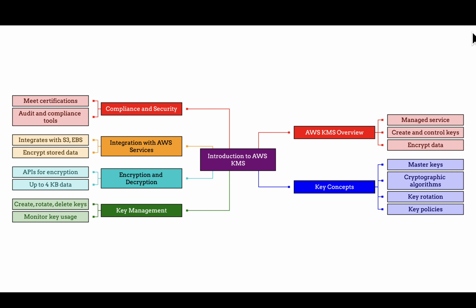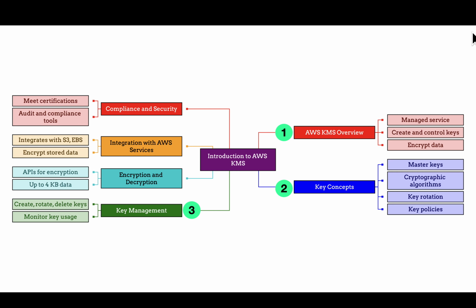Introduction to AWS KMS. 1. AWS KMS Overview. AWS Key Management Service, KMS, is a managed service that enables the creation and control of encryption keys used to encrypt data. 2. Key concepts. Involves master keys, cryptographic algorithms, key rotation, and key policies.